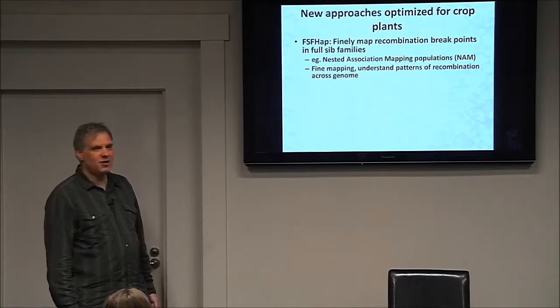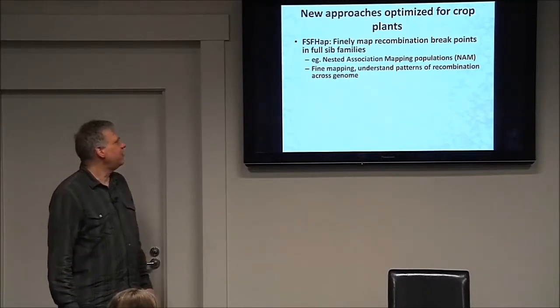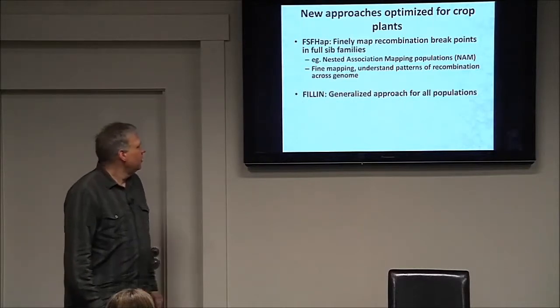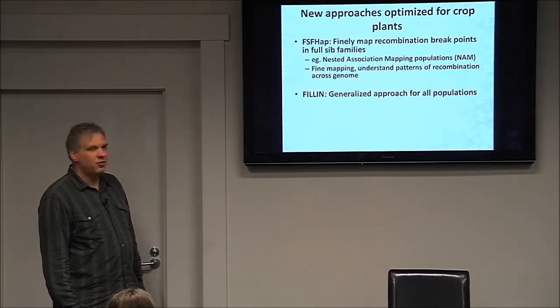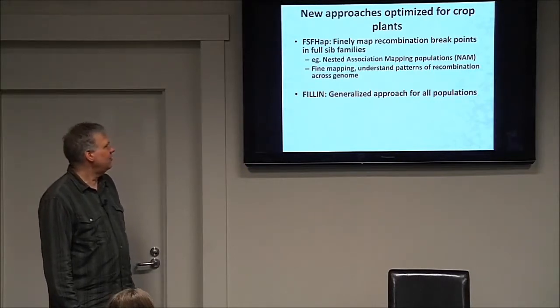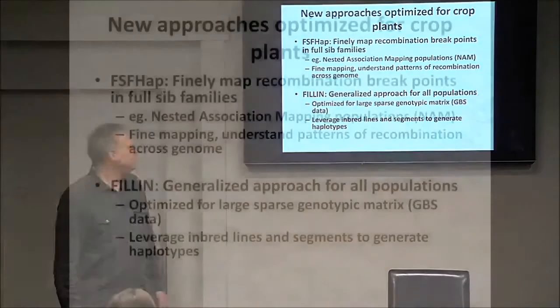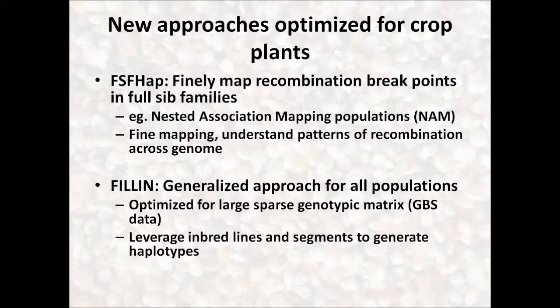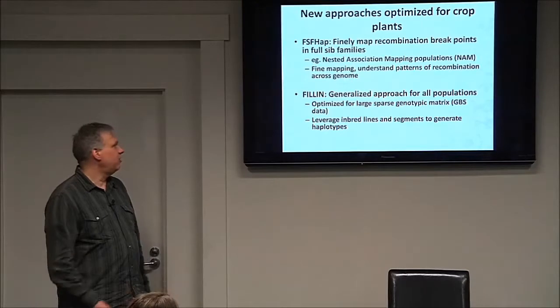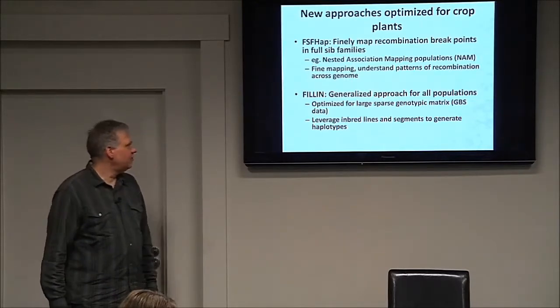And we're doing that because we want to fine map QTL, and we want to understand patterns of recombination across the genome. And Kelly's is called FILLIN, which is a generalized approach for all populations, not just full-sib families or biparental families, but even for unrelated things. This is optimized for GBS type data, a very large number of markers with a lot of missing data. And it leverages inbred lines, which we have a lot of; many of our maize lines that we're genotyping are inbred, some of them aren't. But it also finds IBD, identical by descent, segments that could even be in unrelated individuals, and uses those as well to find haplotypes.